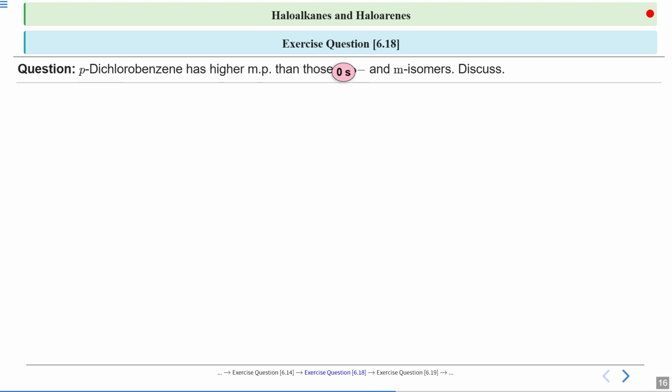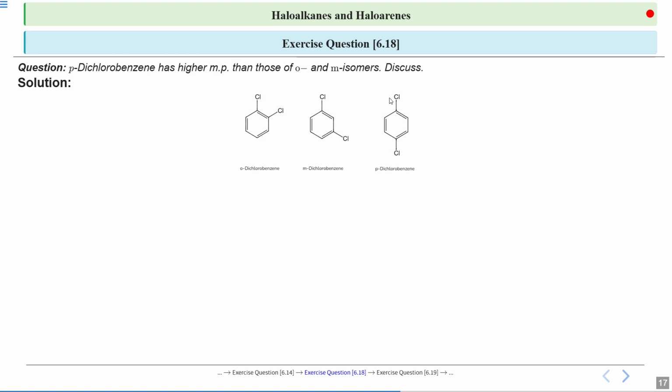Okay, let's see. For this question, we have to first of all compare para-dichlorobenzene, ortho-dichlorobenzene and meta-dichlorobenzene. If you see the structures of these three isomers, this is ortho-dichlorobenzene because one chlorine is at the first carbon but another one is at the ortho position. Here, this is meta-dichlorobenzene because one chlorine is at the very first carbon but the other one is at the meta position. Now this third one is para-dichlorobenzene because both chlorines are at the para positions.